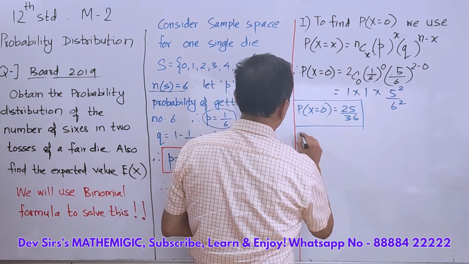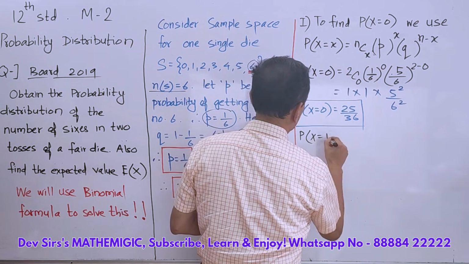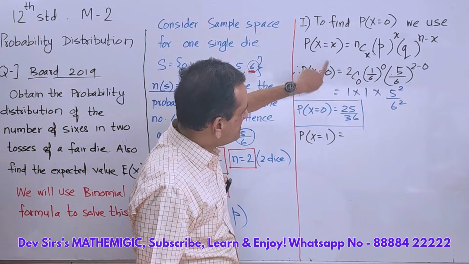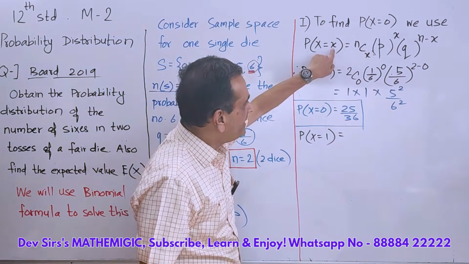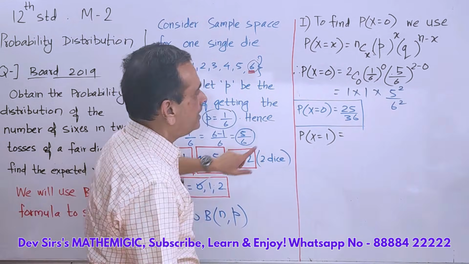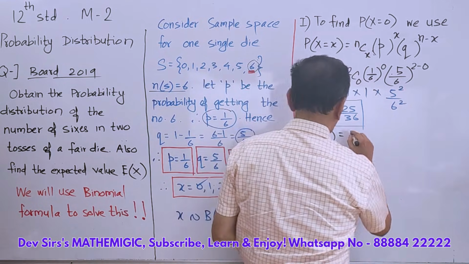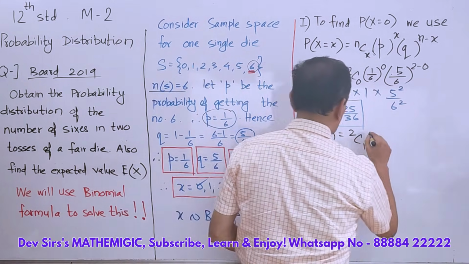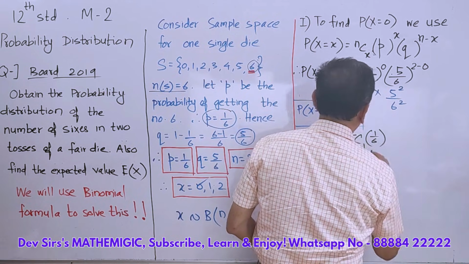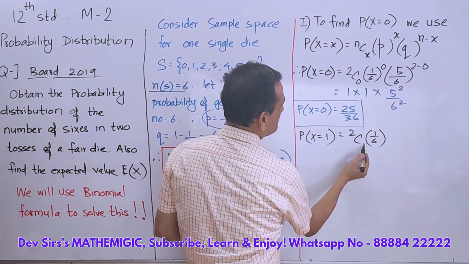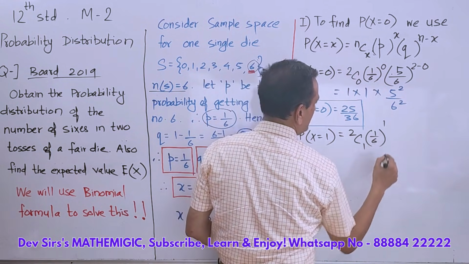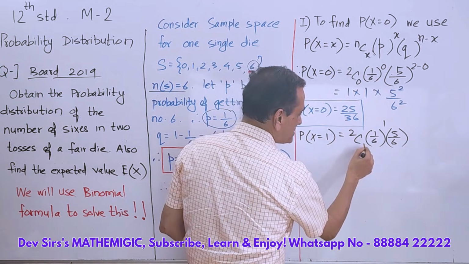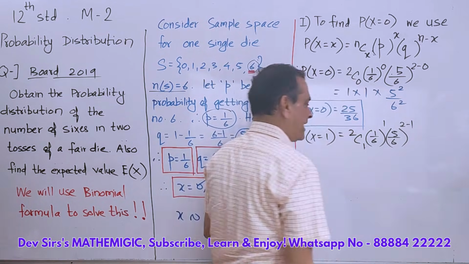यहाँ पे x equal to 1. In this formula, just follow correctly. X is just a symbol. X equal to 1. From here, 1. nCx, n is 2, 2C1. P, 1 by 6, raised to x. Raised to x means raised to this, because this is x. Raised to 1. Q is 5 by 6, raised to 2 minus 1, n minus x.